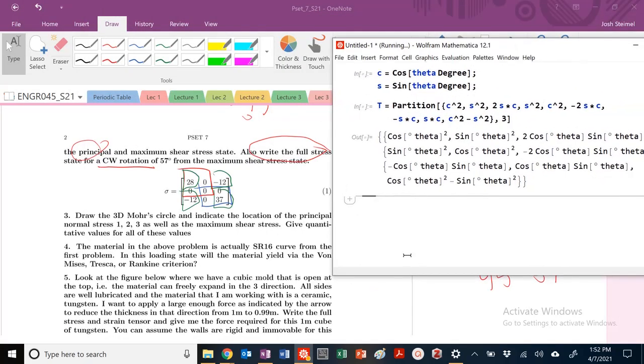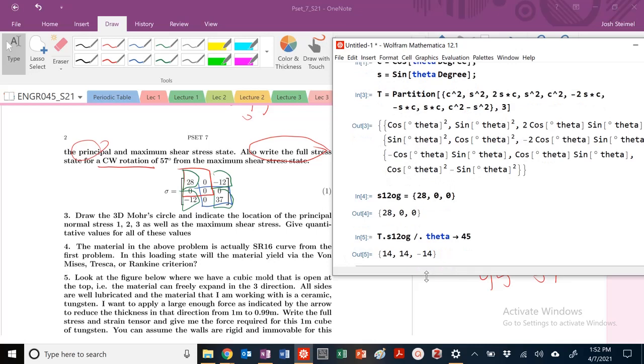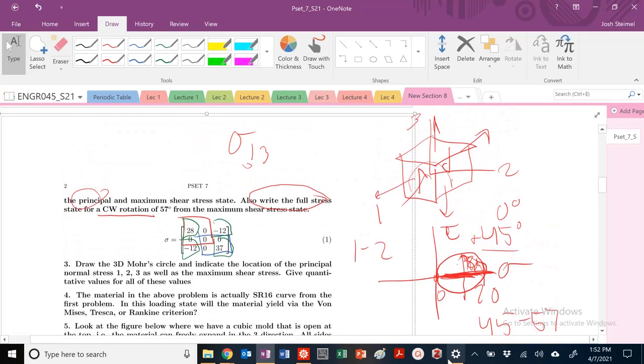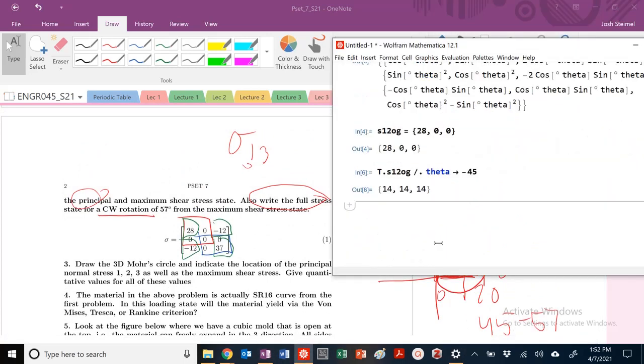So I know that for my stress, it's my S12 OG. OG is going to be equal to 28, 0, and 0. So I'm in my principal stress state because there are no shear stresses. So if I do T dot S12 OG /. theta goes to 45, it's a good check here. This would essentially be the rotation I get, or you could do minus 45 as well to get positive 14. That makes sense, right? Because the center of my circle is between 0 and 28. So the center is 14, so the radius is 14. So we're good to go there. So those are the rotations that we're playing around with.